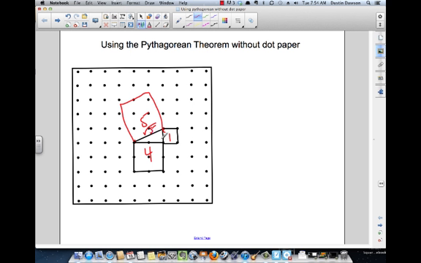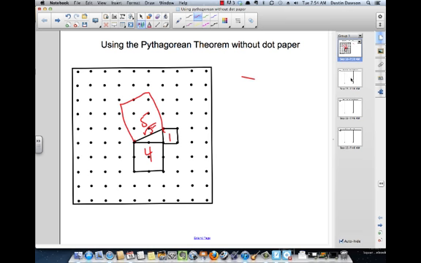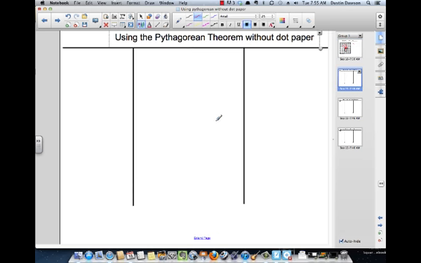So that's great, but what if you don't have dot paper? There are times when you don't have dot paper and you have to be able to do this problem without it. So let's head on over to the next page. This is where I want you to start taking notes. You need to take out a piece of paper, do your 3-column grid, and I'm going to show you something magical.